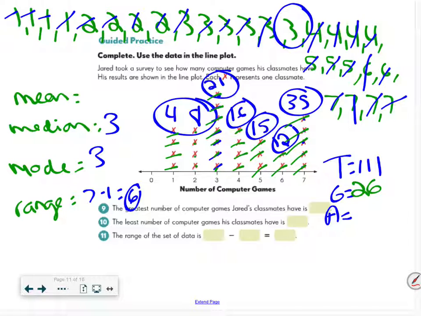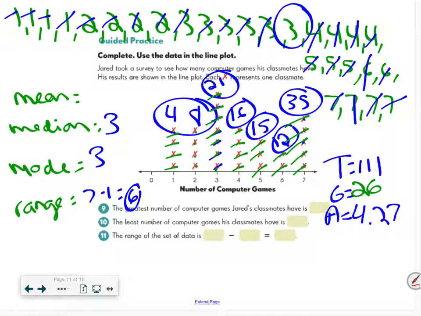So I would take my total, 111, divide it by 29, and my average comes out to 4.27 if I rounded it, okay? That means on average in Jerry's class, the kids have about four, I'd round it to, video games. Each kid is about 4, okay?